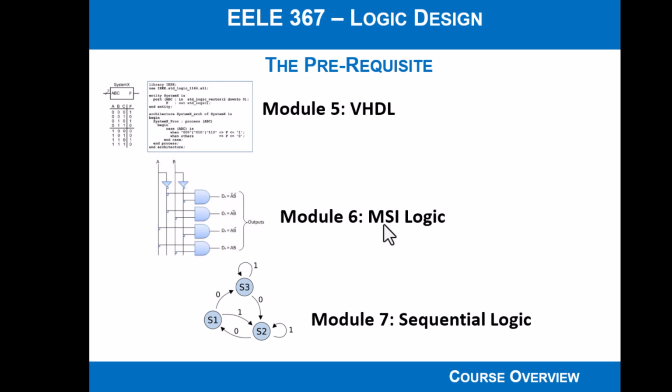Then we moved into medium scale integrated circuit logic, which is like multiplexers and decoders and encoders. And the key thing here was to look at a little bit larger combinational logic circuit, but also model it in VHDL, which is the language we use in this class and in the prereq. And then finally, we looked at sequential logic, which was D flip-flops and finite state machines.